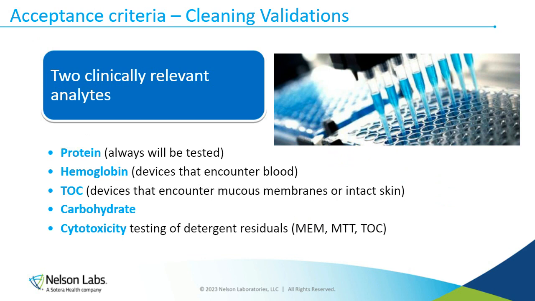Once you have extracted them, that extract fluid is going to be tested for analytes. And these would be protein, hemoglobin, TOC, all of that stuff. And you have to test two. It's required by ST98 to test two clinically relevant markers. Protein will always be tested, and then hemoglobin and TOC. If your devices come in contact with blood, you would do hemoglobin. If your devices come in contact with mucous membranes, it would be TOC. So you just have to determine what's appropriate for what your device comes in contact with.